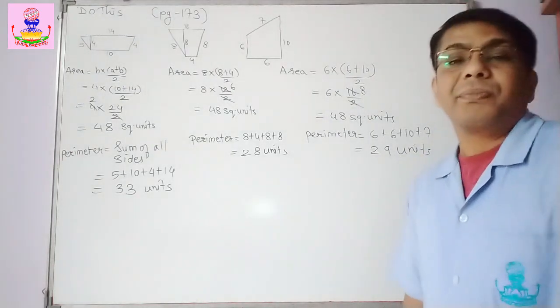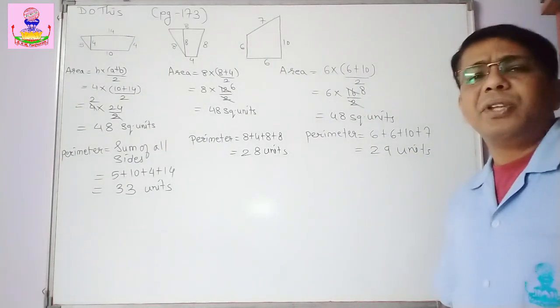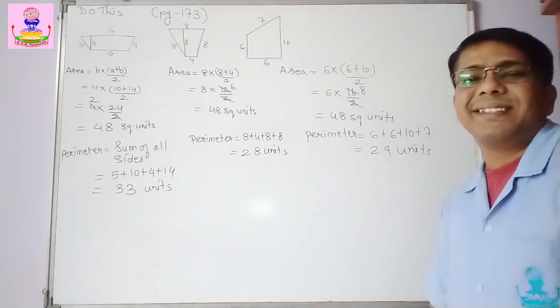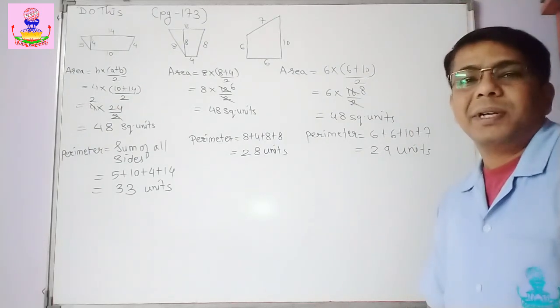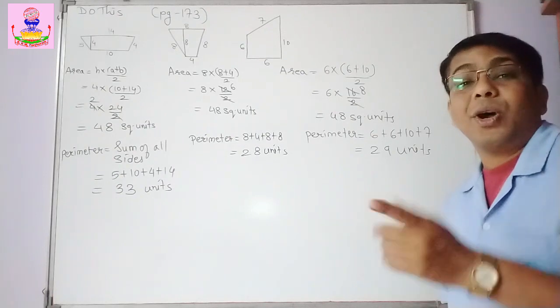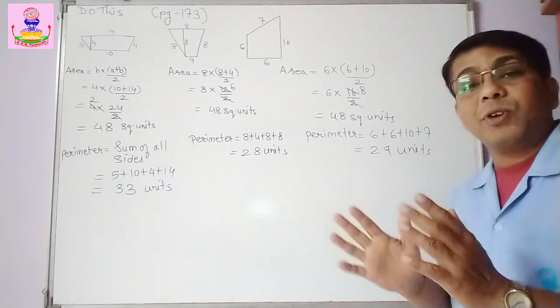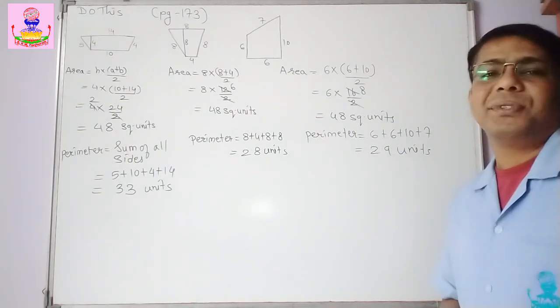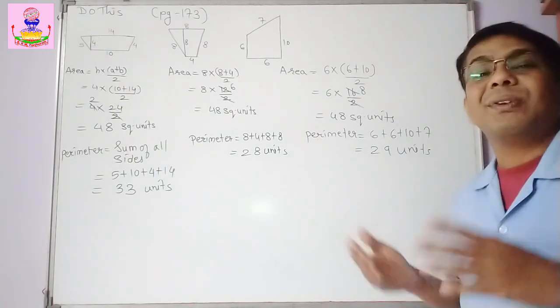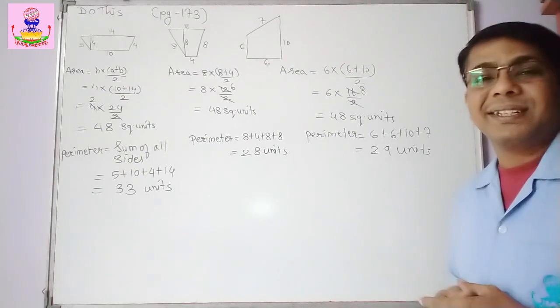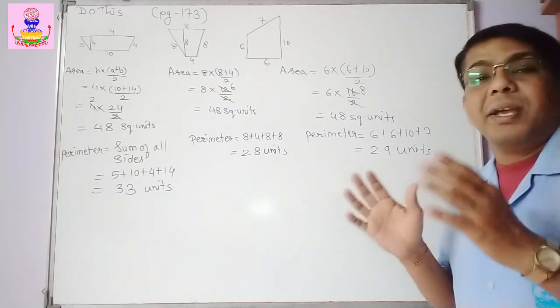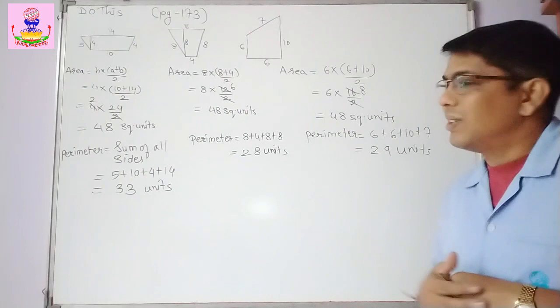Okay, and keep this in mind. Congruent figures always have equal areas. But the reverse is not true. The converse is not true. Means what? The figures which have got equal areas need not be congruent. They are not always congruent. Or, in other words, they may or may not be congruent.